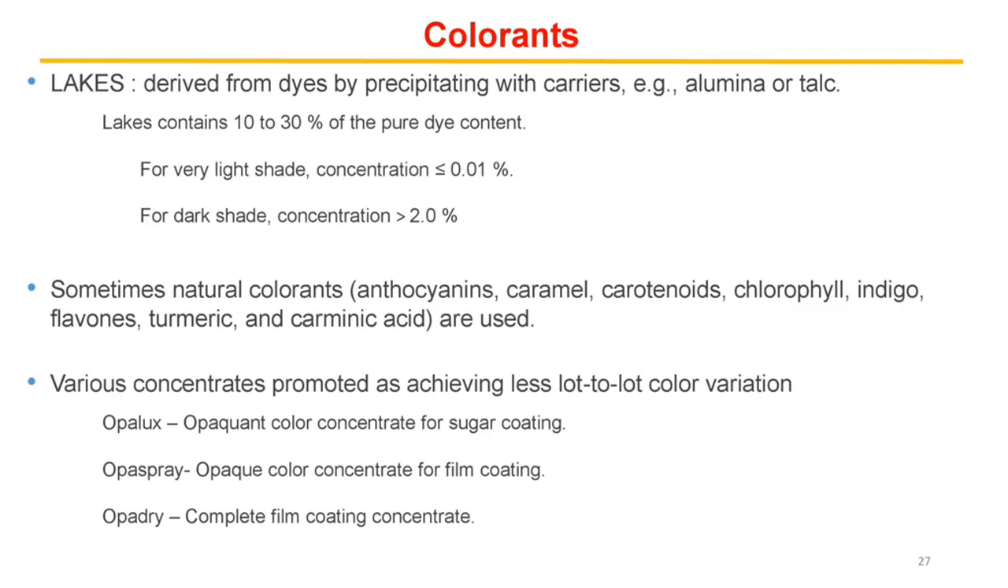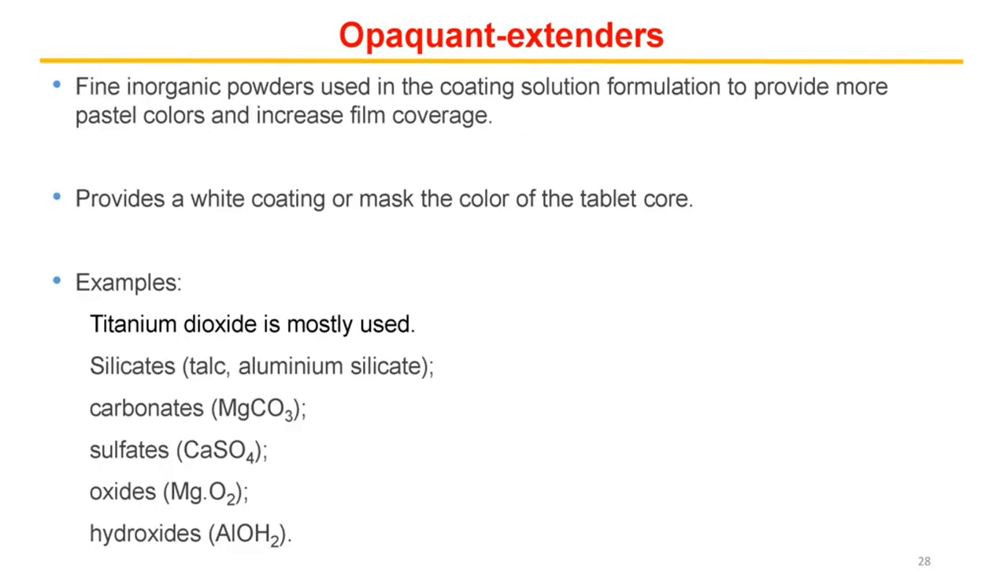Various concentrates are promoted as achieving less lot-to-lot color variation. Opalux: opacant color concentrate for sugar coating. Opaspray: opaque color concentrate for film coating. Opadry: complete film coating concentrate.